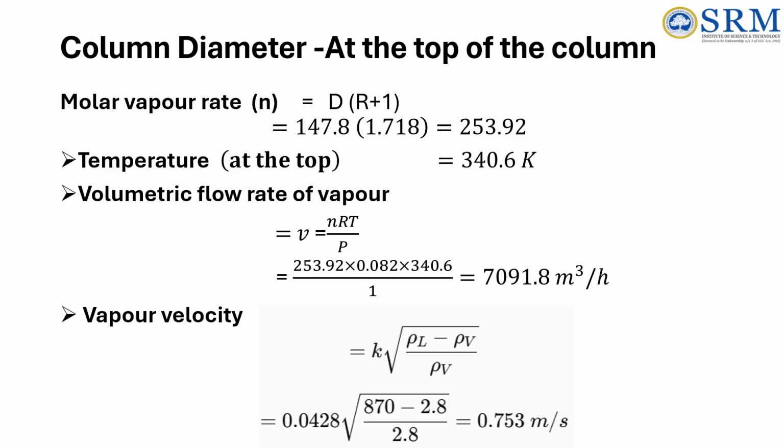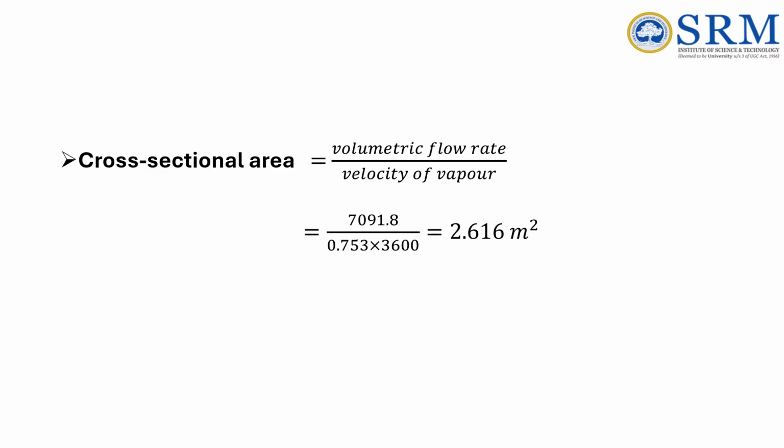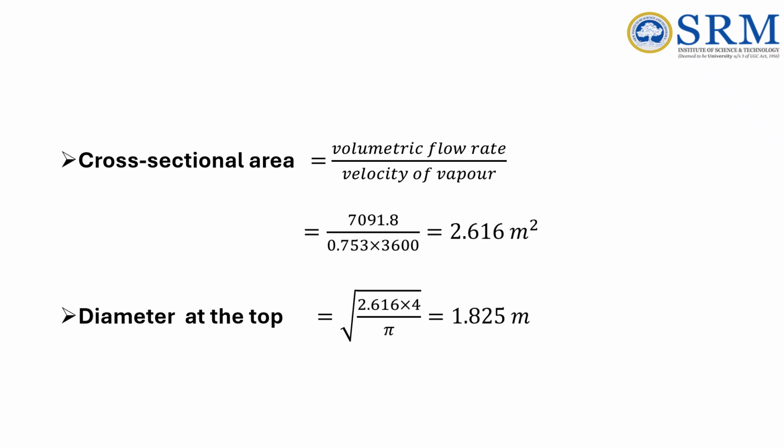So now, for finding the column diameter, area has to be computed. You can see the volumetric flow rate of vapor. If it is divided by the vapor velocity, we get area. Hence the cross-sectional area is volumetric flow rate by velocity of vapor, which is given as 2.6 meter squared. Once area is known, which is equal to pi by 4 d squared, the diameter of the top of the column can be computed. Diameter is found as 1.8 meters.